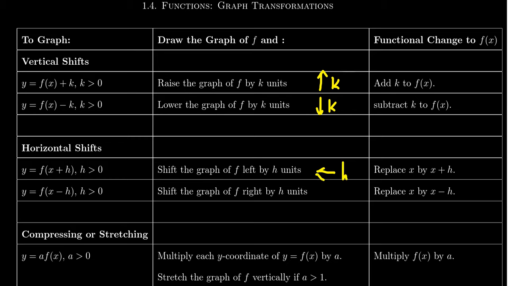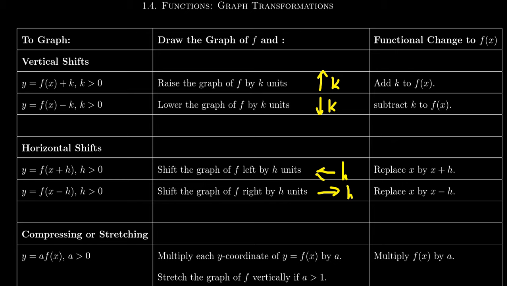h here, again, is just some positive number. Replacing x with x plus h shifts it to the left. And if you replace x with x minus h, so every occurrence of x in the formula you would replace with x minus h, this actually has the effect of shifting everything to the right by h units. So again, look out for this.